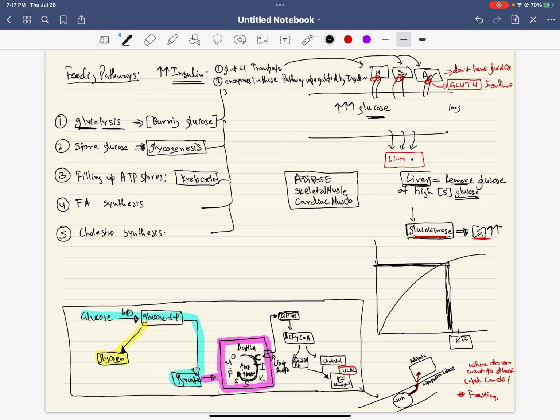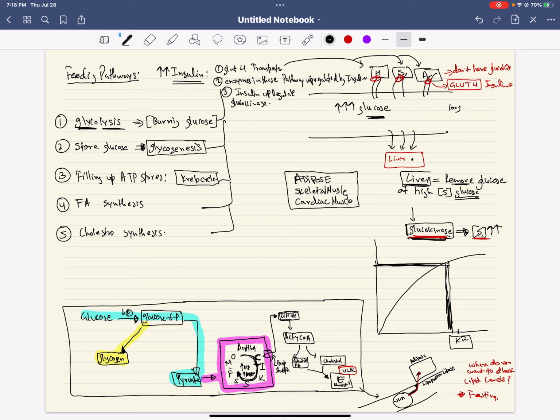What is number 3? Well, we talked about you need GLUT4 transporters to remove this. What about the liver? Does the liver need insulin? No. It actually does need insulin. How? Because insulin is going to upregulate glucokinase, right? Kind of makes sense.